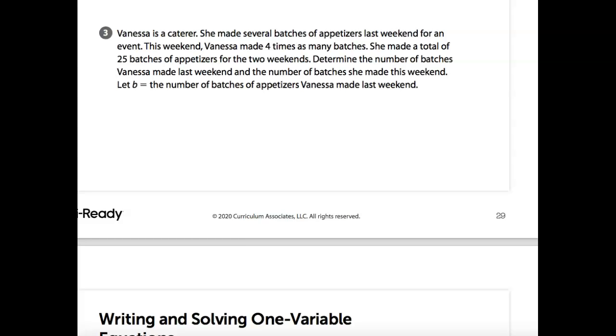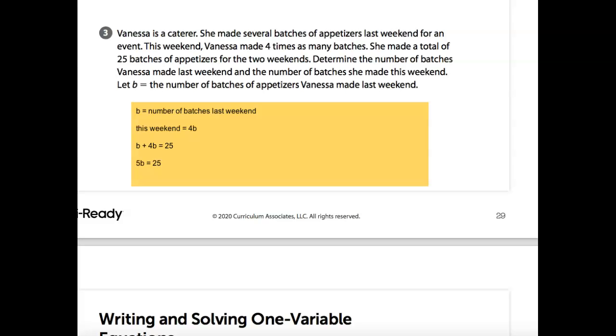Vanessa is a caterer. She made several batches of appetizers last weekend for an event. This weekend, Vanessa made 4 times as many batches. She made a total of 25 batches of appetizers for the 2 weekends. Determine the number of batches Vanessa made last weekend and the number she made this weekend. Let B equal the number of batches of appetizers Vanessa made last weekend.